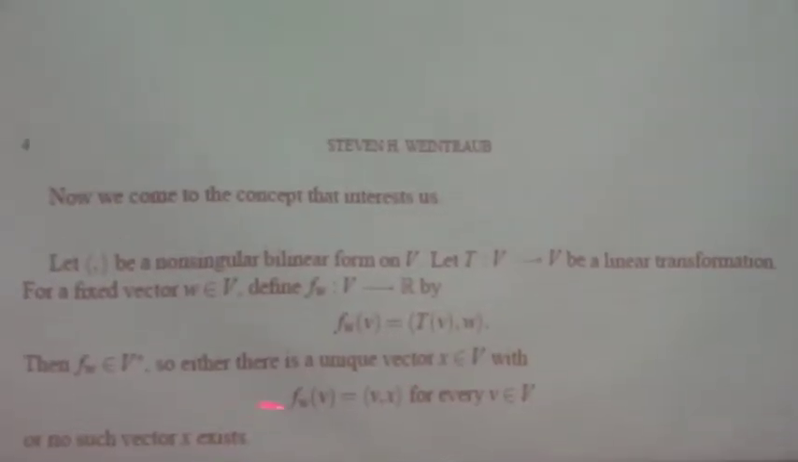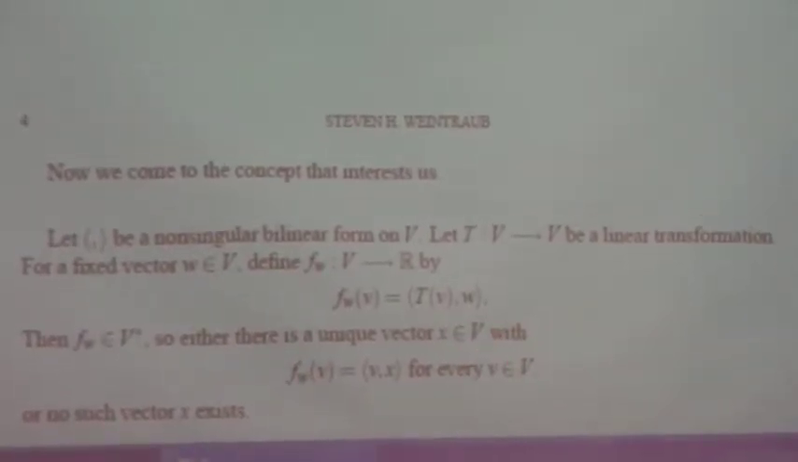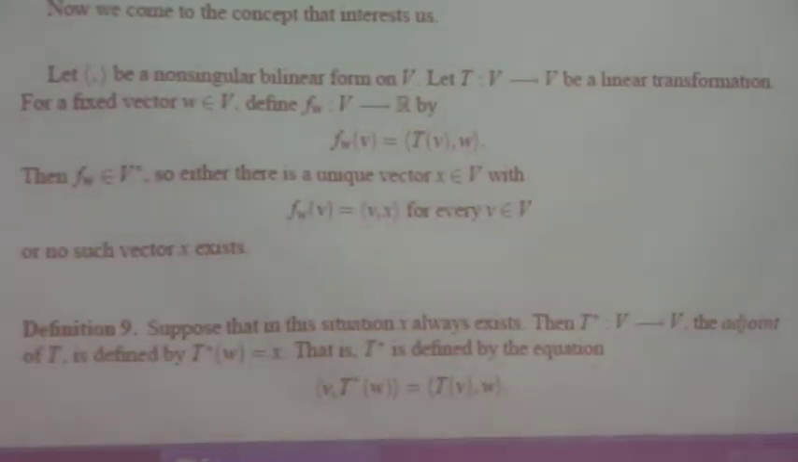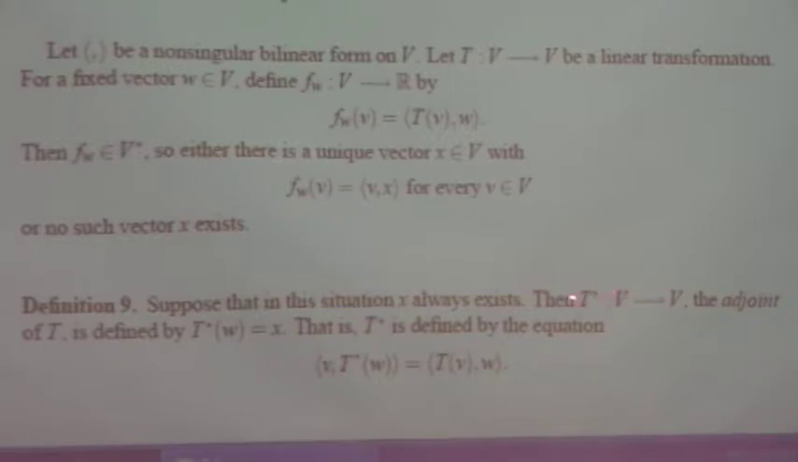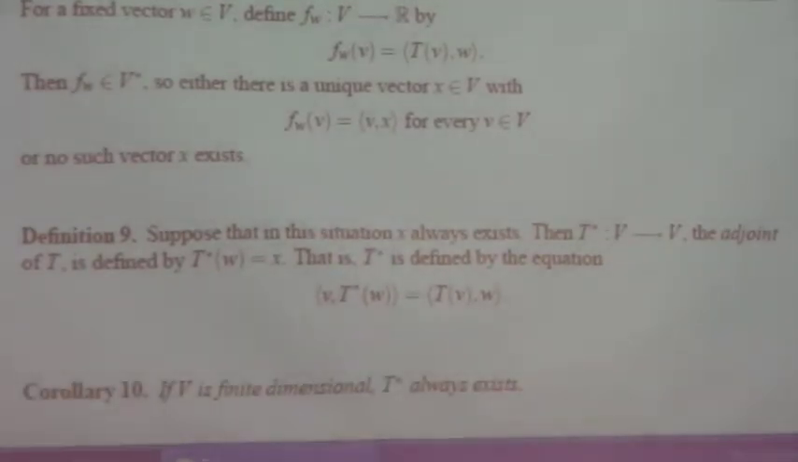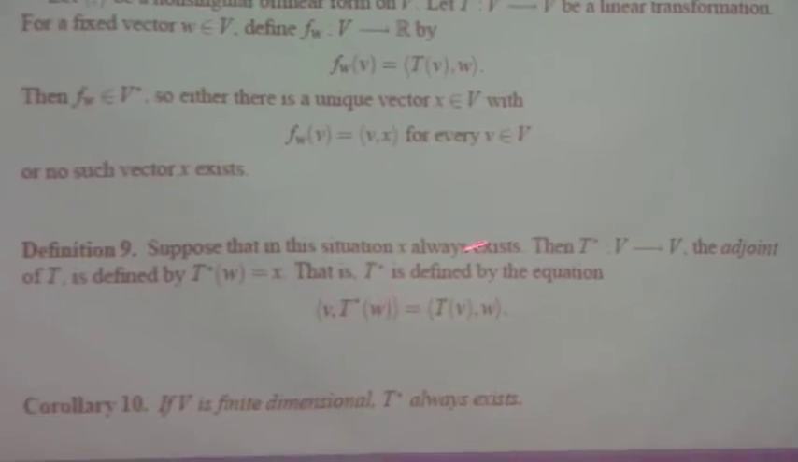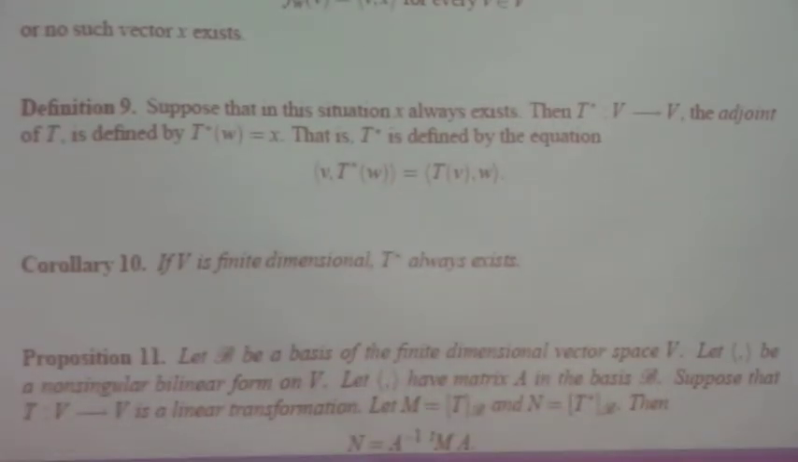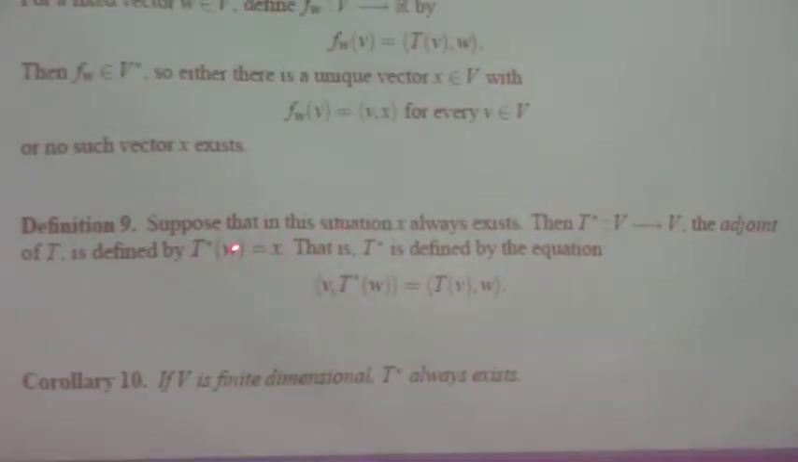So either f sub w of v is (v, x) for some unique x, or no such x exists. Suppose that x always does exist. Then in this situation, we define the adjoint of T, T star, by T star of w equals x. In other words, T star is defined implicitly by the equation (v, T star of w) equals (T of v, w). What the previous lemma says is that this implicit equation gives me a well-defined vector x. And as we said, in the finite dimensional case, the x always exists. So in the finite dimensional case, no matter what linear transformation T we start with, T always has an adjoint. The adjoint is defined by T star of w equals x, so this implicit equation is defining the adjoint.